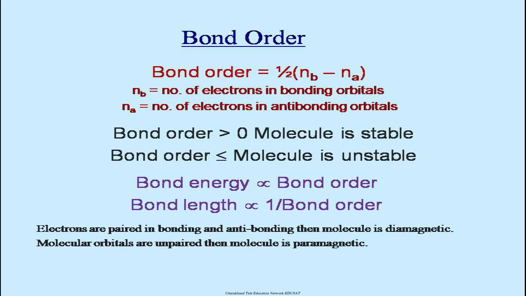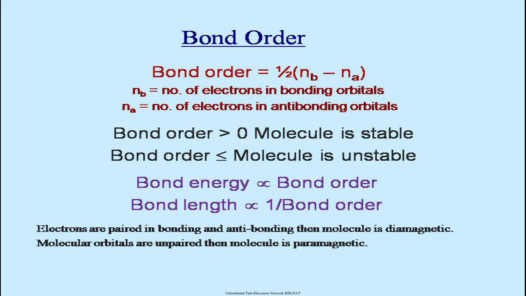The bond energy of a molecule can also be calculated from the bond order. The greater the bond order, the greater the bond energy. So the bond energy is directly proportional to the bond order. As the bond order increases, the energy will go on increasing. Bond length is inversely proportional to the bond order. As the bond order goes on decreasing, the bond length goes on increasing. It means the greater the bond length, the lesser the bond order.